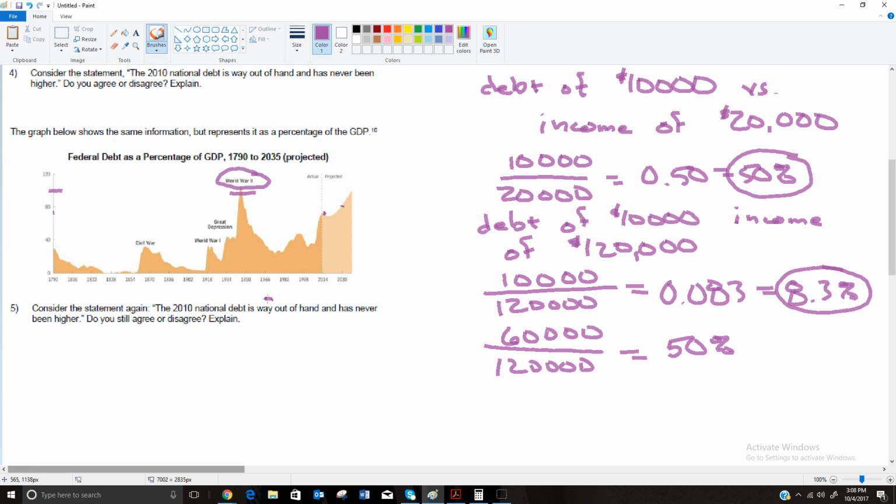So I would say way out of hand, possibly. We're approaching some of our worst times. But never been higher, I would say that's not the truth. The highest was during World War II. That was our most concerning time if you consider our actual debt to income ratio.